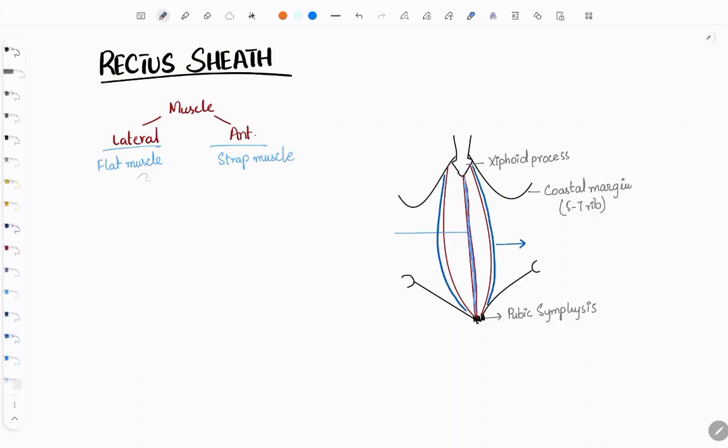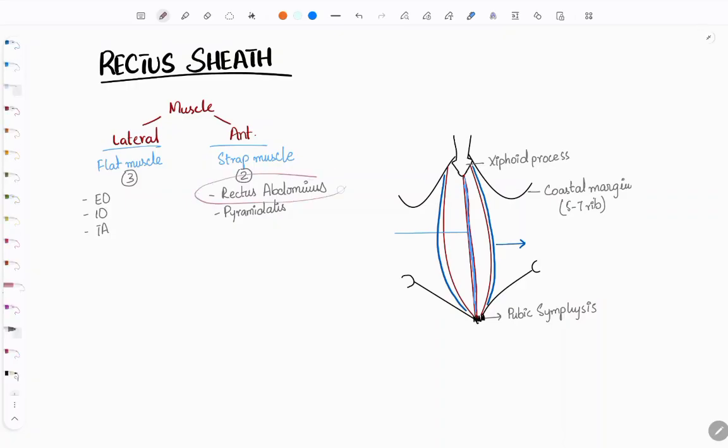The lateral group comprises three muscles known as external oblique, internal oblique, and transversus abdominis. The two muscles of the anterior group are rectus abdominis and the pyramidalis, which is an accessory muscle present behind the rectus abdominis near the pubic tubercle.